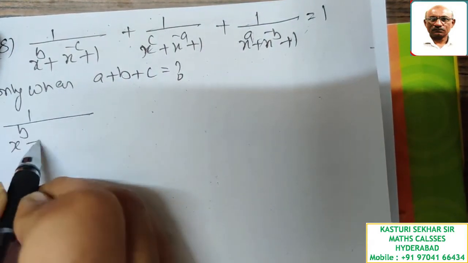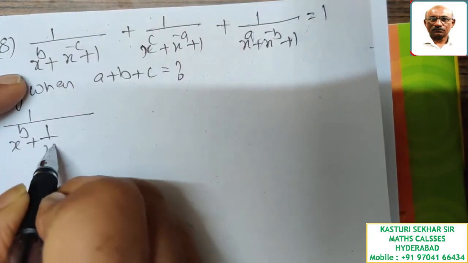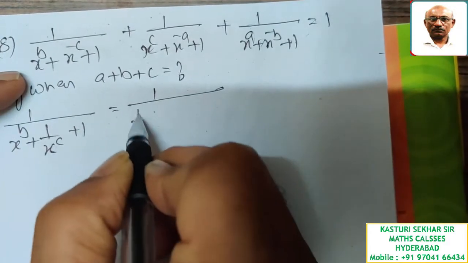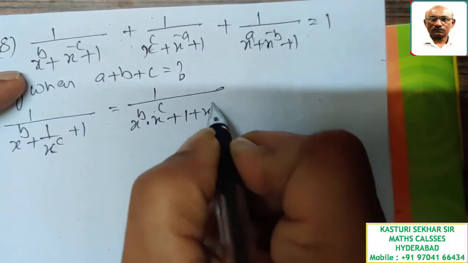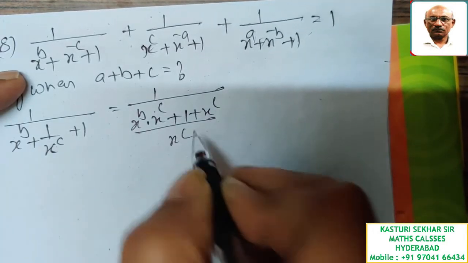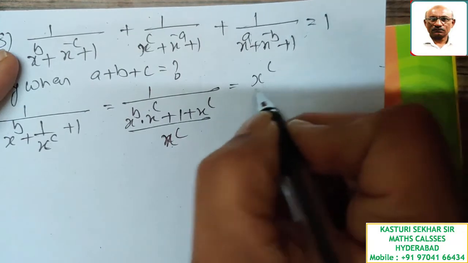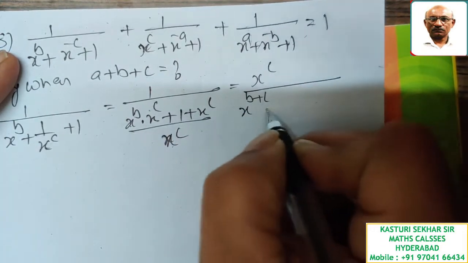So this is x to the power of b. First term I am considering, 1 by x power c plus 1. Take LCM. X power b into x power c, 1 plus x power c divided by x power c. This x power c will go to the numerator. Bases are equal, powers can be added.